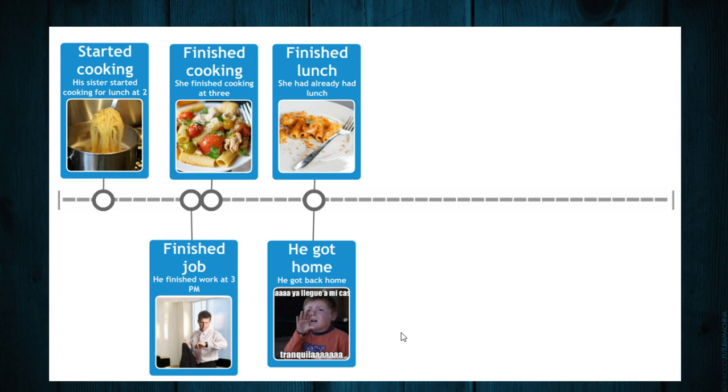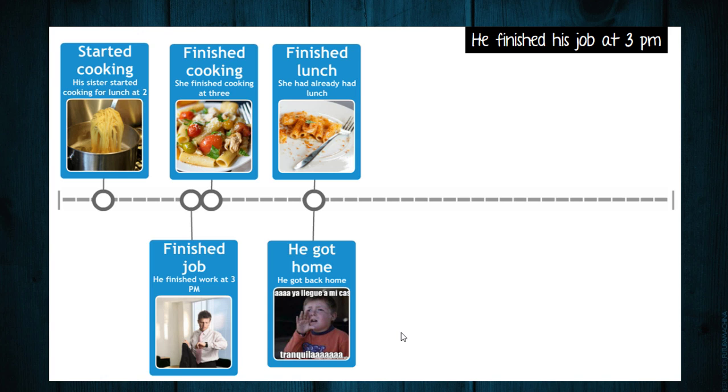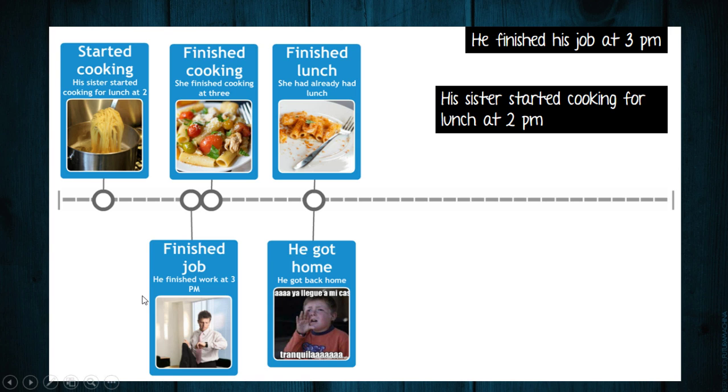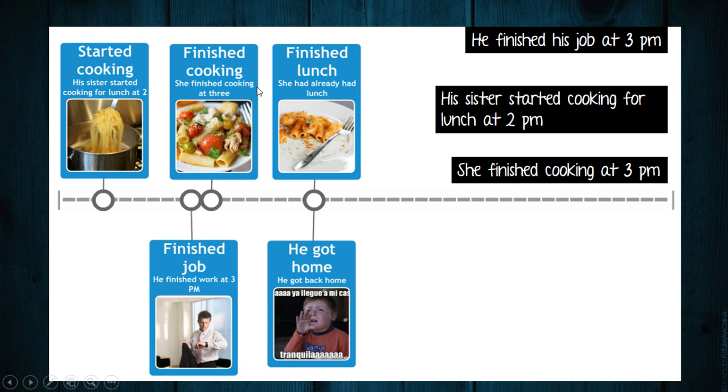This is a timeline. Esta es una línea del tiempo. Fíjate mientras yo voy explicando. He finished his job at 3 p.m. Alright. His sister started cooking for lunch at 2 p.m. She finished cooking at 3 p.m. Finished cooking at the same time that he finished his job.